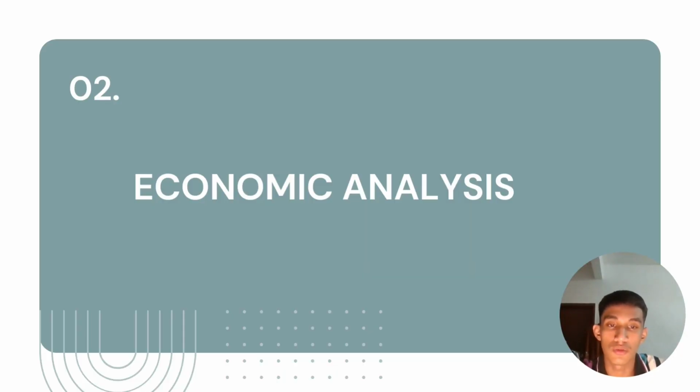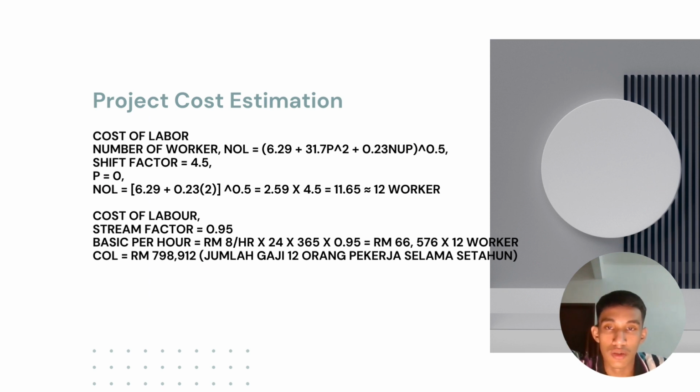My name is Muhammad Adam, TH225, and I will talk about the economic analysis. For the project cost estimation, we will find the cost of manufacturing. First of all, we will find the cost of labor using the cost of labor, number of labor equation. In this project, the raw material will be mixed in the heater, and then cooled by the heat transfer equipment. So number of equipment is around 2.